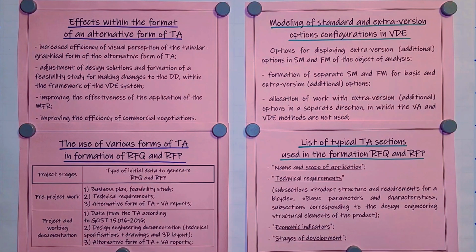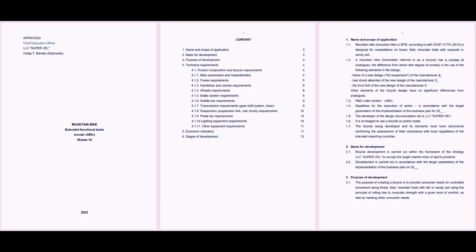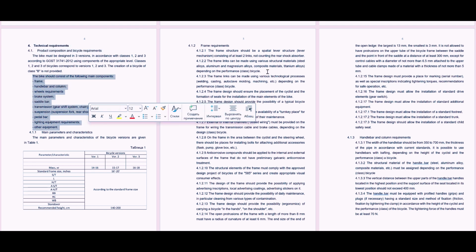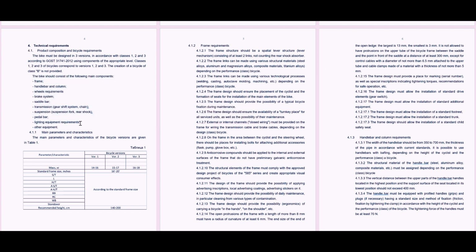All of these sections are presented in the extended functional basis discussed above and based on a technical assignment. So, the list of data from the technical assignment sections that can be used in RFQ and RFP includes data from the section name and scope of application. In particular, we're talking about the timing of R&D in accordance with the time plan and business plan of the project. Data from the section technical requirements, including data from the subsection product composition requirements for a bicycle, containing a description of the generalized design structure of the product in the case of RFP formation, i.e. an extended version of the request compared with the RFQ.